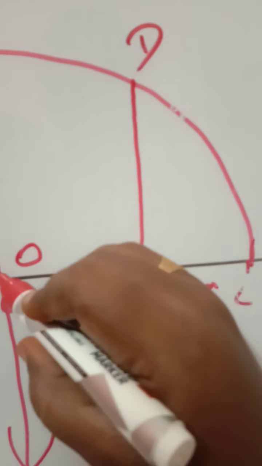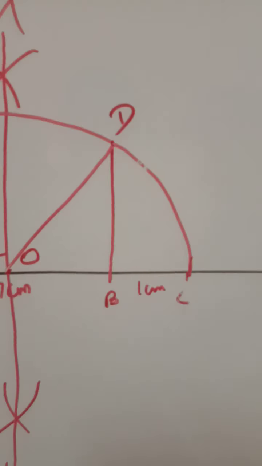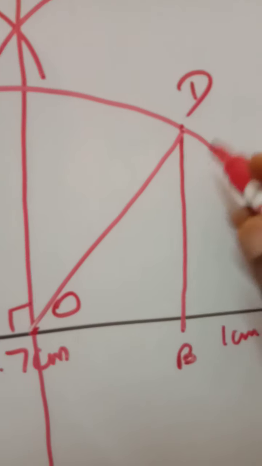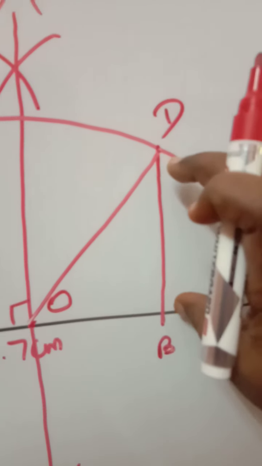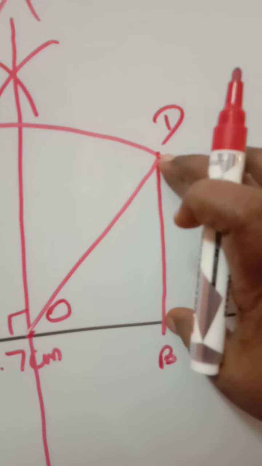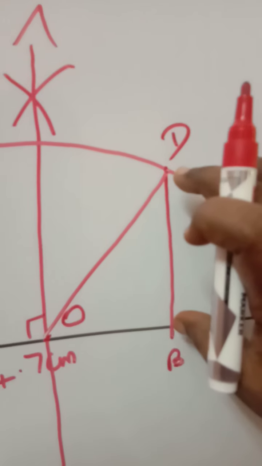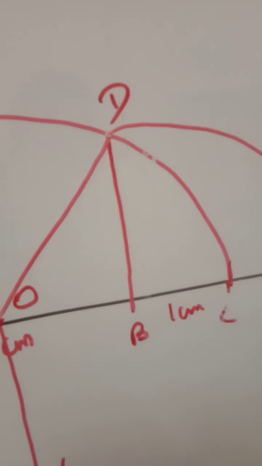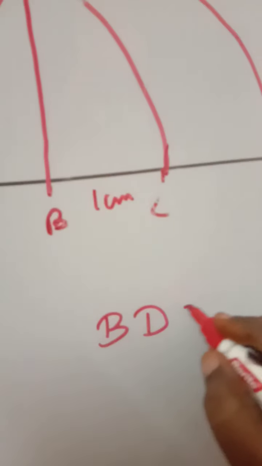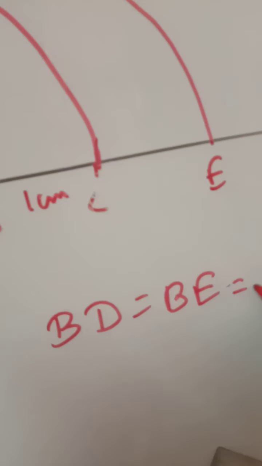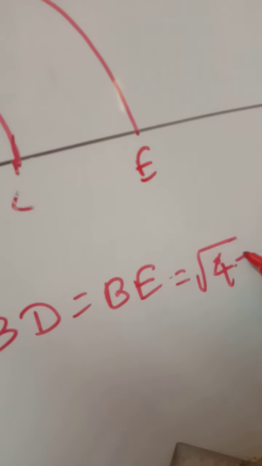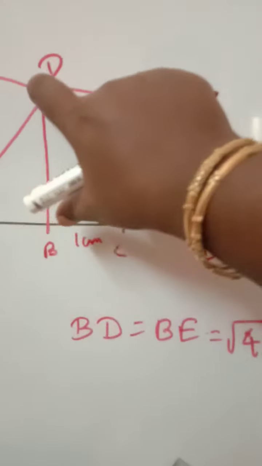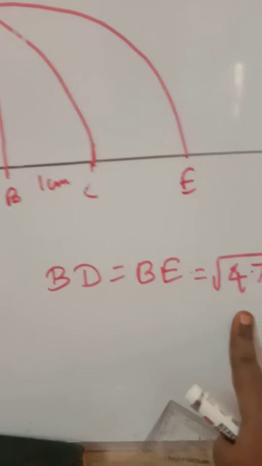Now join OD. Take this measurement BD in your compass, keep it on B and cut the arc like this. BD is equal to root of 4.7. This length is the required length. BD equals root of 4.7.